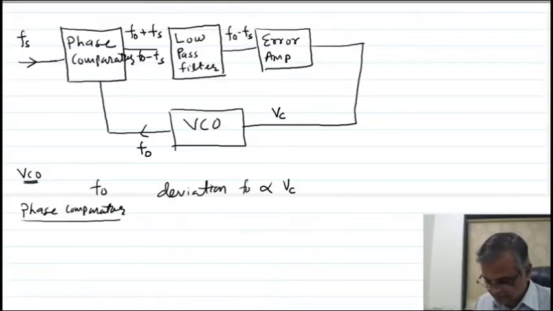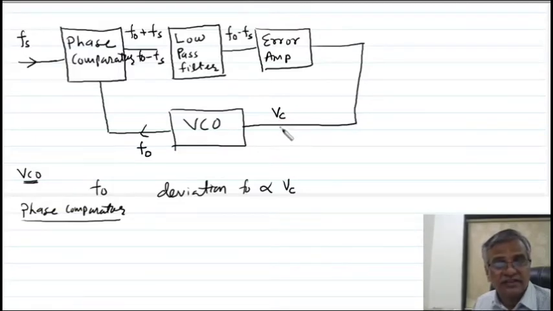and the DC voltage is produced by this amplifier. This amplifies the small beat frequency FO minus Fs, and this voltage is the VC. VC, a DC voltage, is given to the VCO. Hence the frequency FO changes, because you know that frequency FO depends upon the voltage VC.